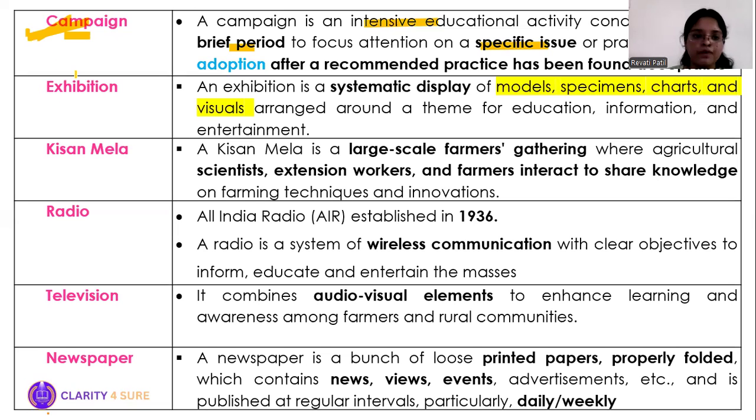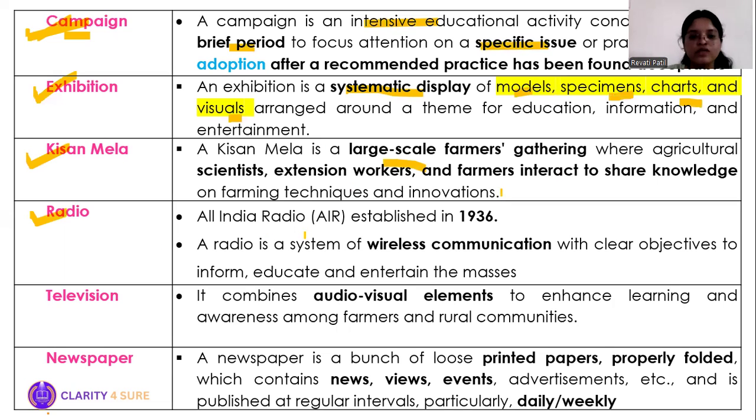Next is exhibition. Exhibition is a systematic display of models, specimens, charts, and visuals arranged around a theme for education, information, and entertainment. For example, in our universities, we have different fairs, right? That is exhibition only. Kisan Mela, that is Krushi Mela. Krushi Mela is a large-scale farmers' gathering where agriculture scientists, extension workers, and farmers interact to share knowledge on farming techniques and innovations.